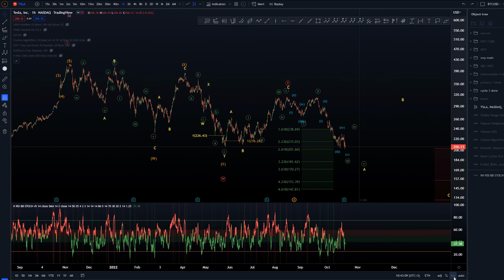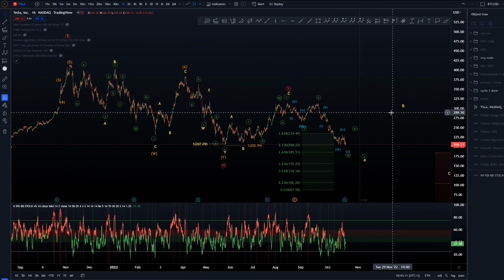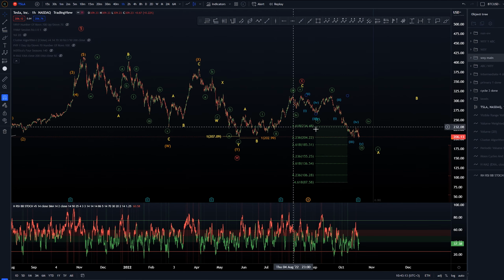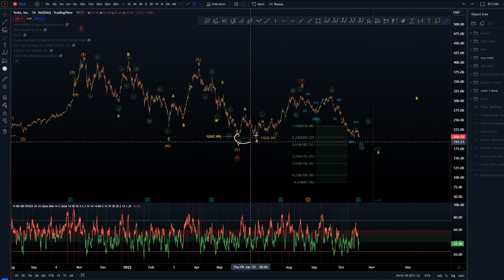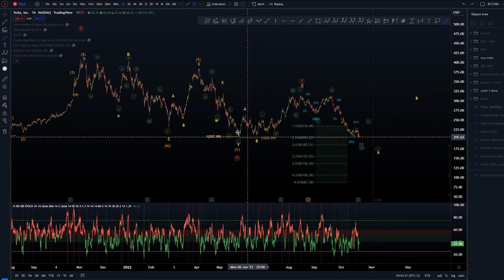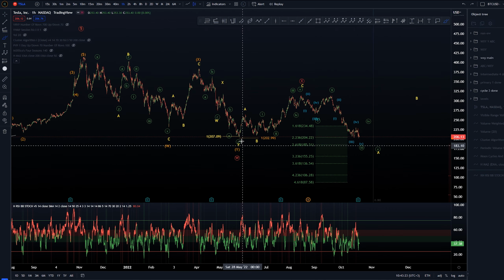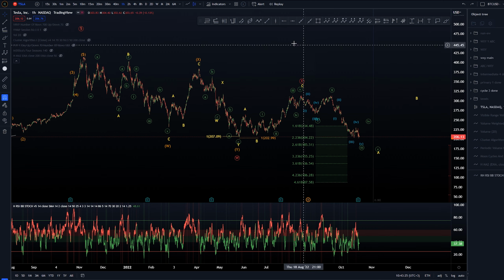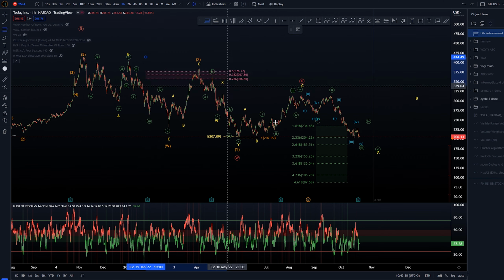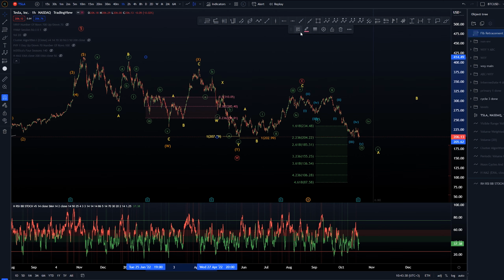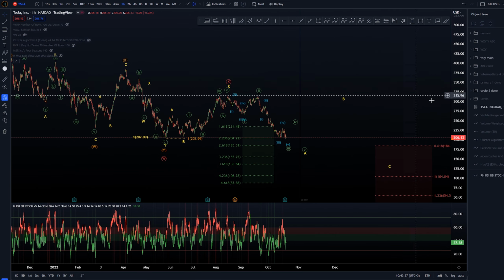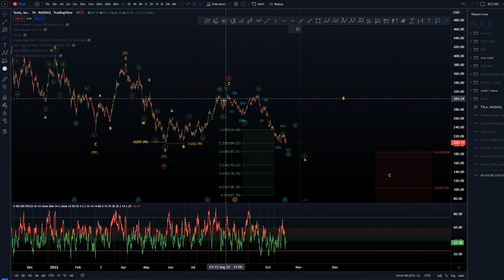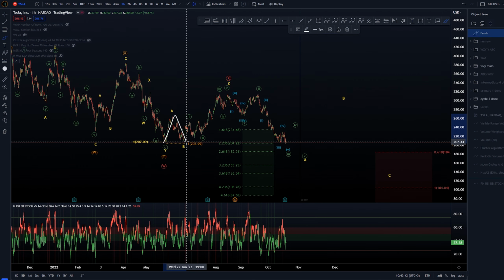And if we are switching back to arithmetic scale that I was using for these more local structures, we can see that we had a very nice hit here for the 1-to-1 of this WXY and for this larger WXY as well, in price at least. Now, for the retracement of this larger time frame X, we would have this as a 0.5 hit, very nice hit as well.